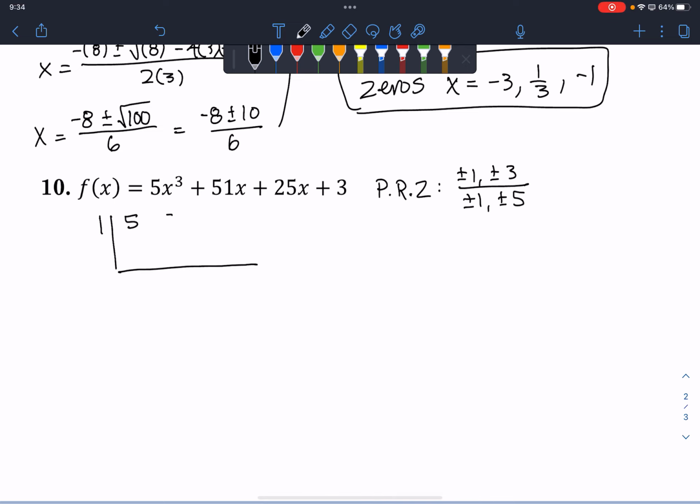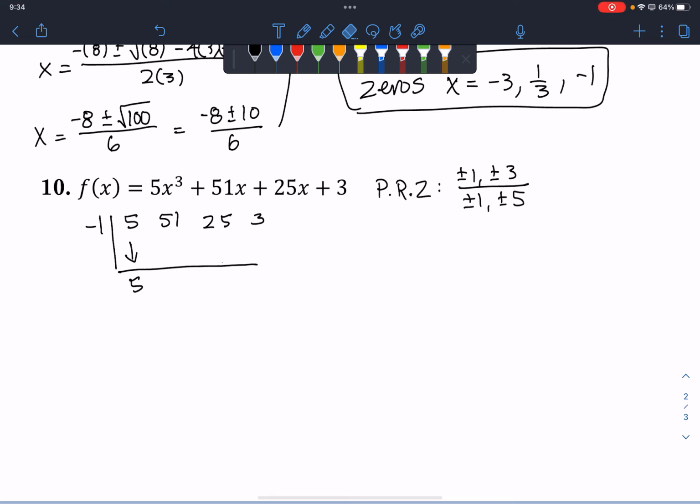So 5, 51, 25, and 3. And no, that's not going to work because this is now 56, 56 times 1 is 56, and it's going to add to 25. So that doesn't work. Let's try negative 1, negative 5. This is now negative 46, and that's not going to be close to giving us a negative 3 at the very end to get 0, so that doesn't work either.